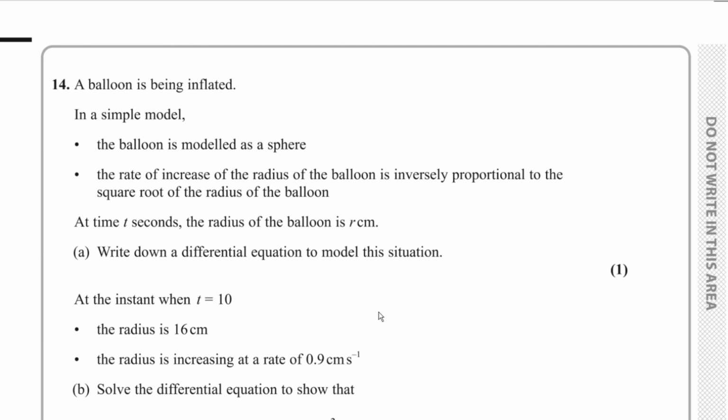Question number 14. A balloon is being inflated. In a simple model, the balloon is modelled as a sphere. The rate of increase of the radius of the balloon is inversely proportional to the square root of the radius of the balloon. At time t seconds, the radius of the balloon is r centimeters. Part A. Write down a differential equation to model this situation.